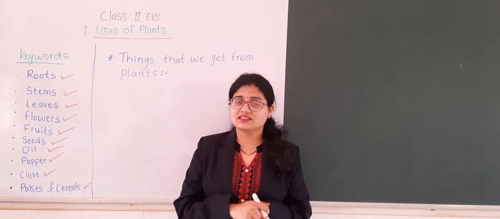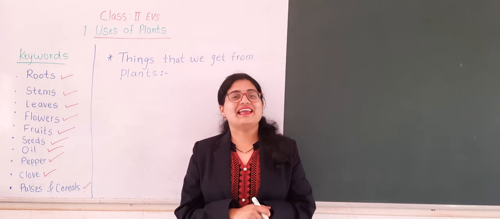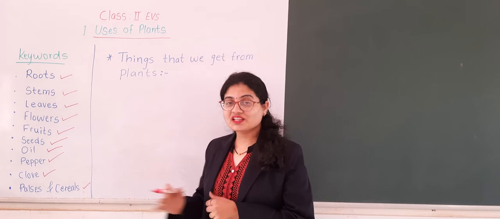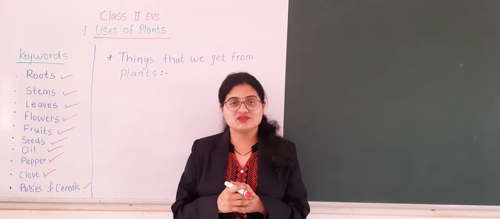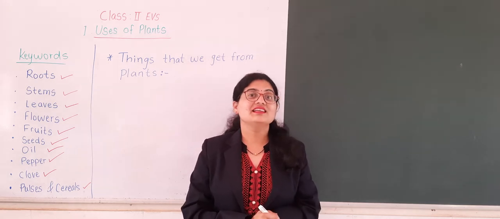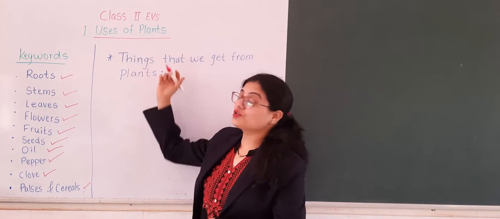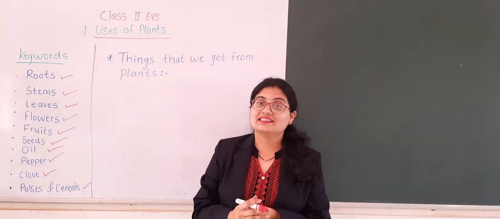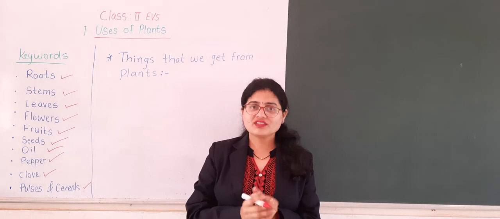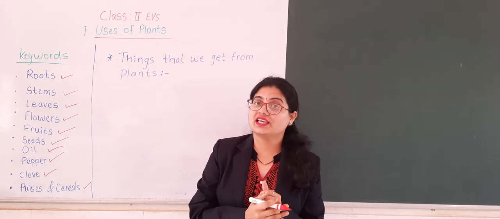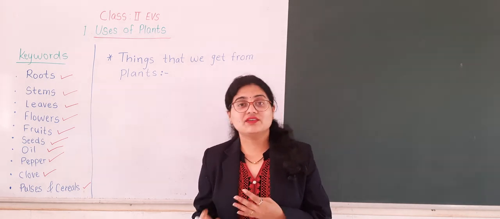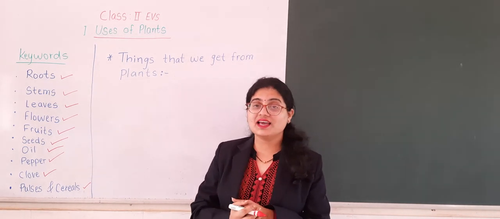Where do all these things come from? Yes, all these things come from plants. Different plants give us different things. Right, my dear children? How are these plants useful? Yes, these plants give us different things to use. Can you tell me which things we get from plants?